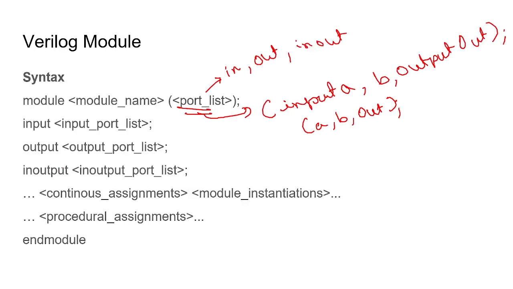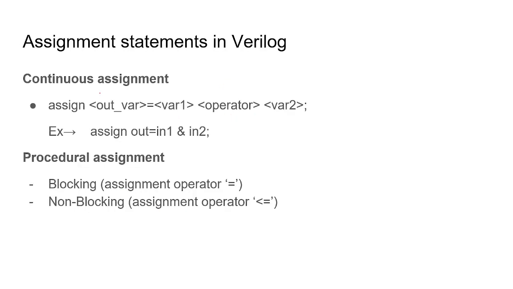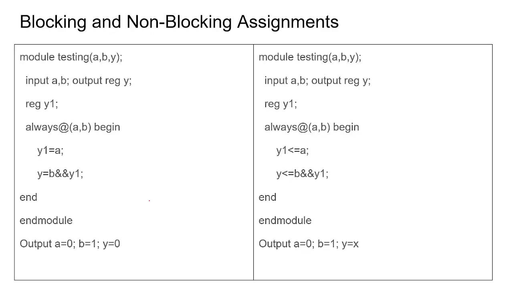So we have both continuous assignment as well as procedural assignment. We will discuss this. In the continuous assignment, what you are assigning will be a net type variable. Any operation you want to perform, you then assign it to the output variable. For example, assign out = in1 and in2. And then procedural assignment, you have two types: one is blocking assignment and the other one is non-blocking assignment. The assignment operator is equal to for blocking and less than equal to for non-blocking.